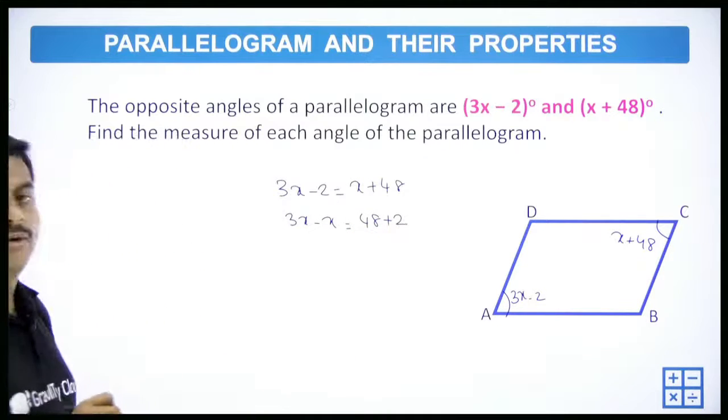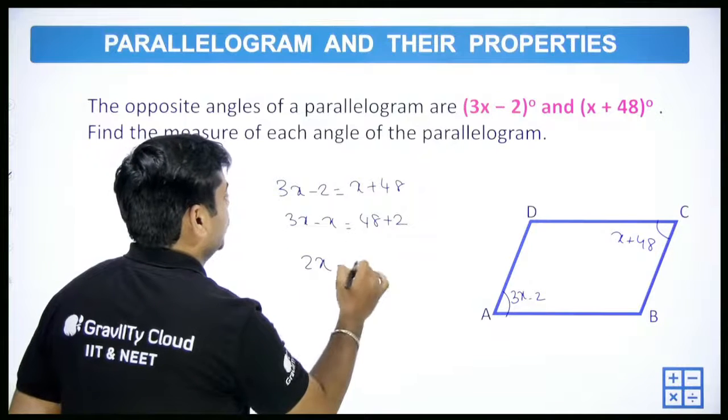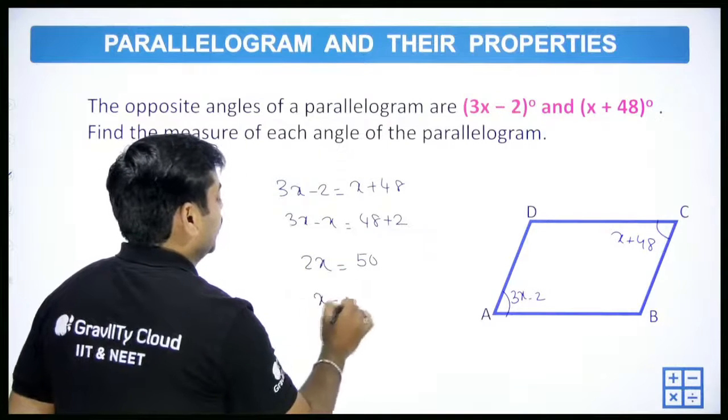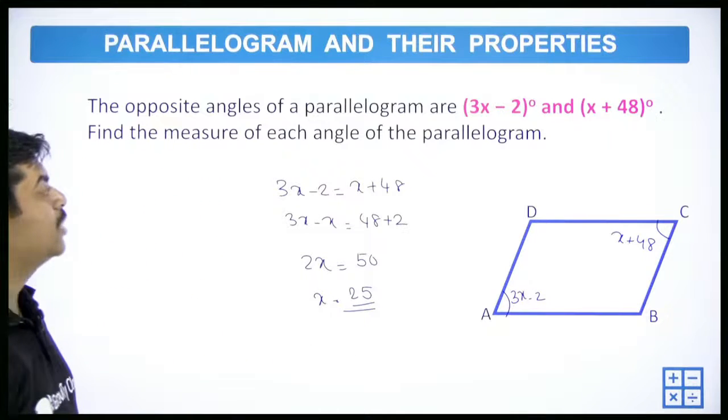3x minus x is equal to 48 plus 2. 3x minus x is 2x. 2x is equal to 48 plus 2, which is 50. So x is equal to 25, right? This is the value of x, but not completely. Then find the measure of each angle of the parallelogram.